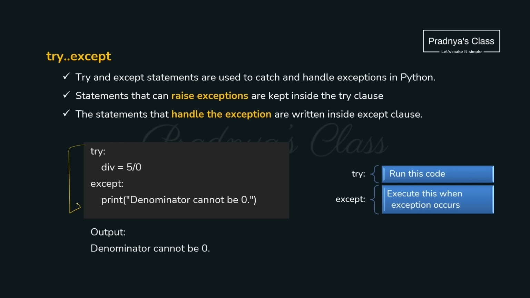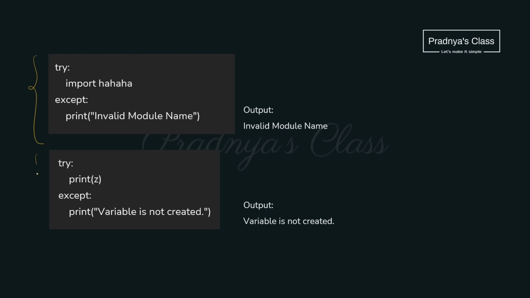In this code, exception will raise because we are trying to divide a number by 0. Look at the output. The control will go to the except block. In that block, we are printing the message. So, we got the message. Here are some more examples of exception handling. We are trying to import the invalid module name. So, this statement we wrote in the try block. And when the exception will raise, we will come to the except block. So, here is the output. It is clear why we are getting this output now.